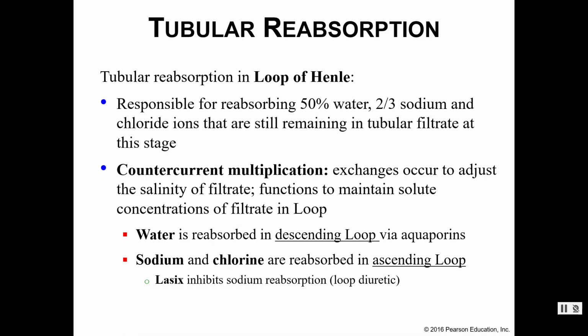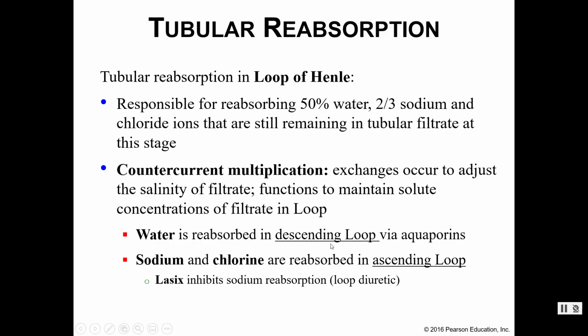Okay. All right, so countercurrent multiplication, okay, which apparently is hard to say. What is happening? We are exchanging things. We are exchanging solutes to adjust the salinity of the filtrate. So basically, how salty your filtrate is. We don't want too much solute to remain in the filtrate because we just talked about reabsorbing all the things. One of the functions of your loop is to help maintain the correct solute concentrations of the filtrate itself.